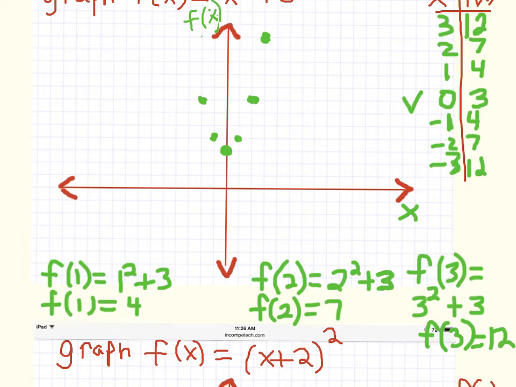And then my point is going to be right there. So let me draw my parabola now. There's a nice curve, slightly widening out through the points. So there's your parabola for that one.